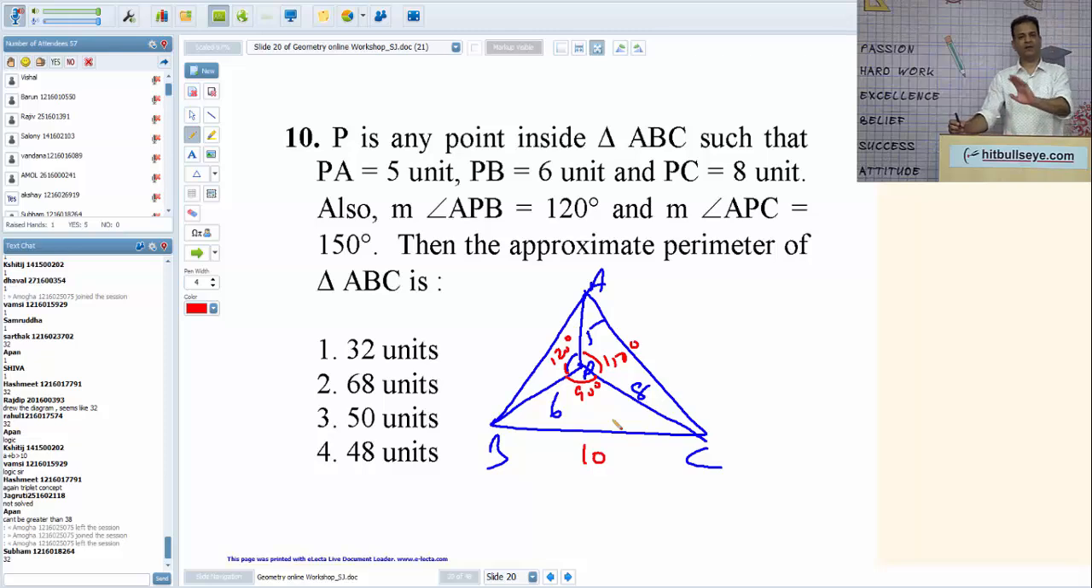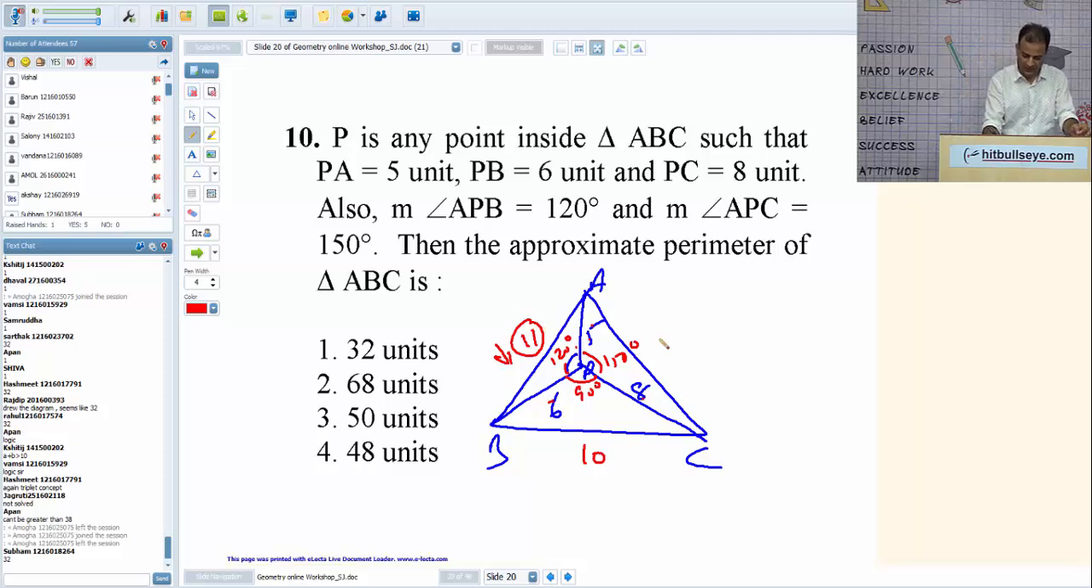Now don't apply the cosine formula, otherwise you can find the third side also. I think all of you are aware of the cosine formula, or should I tell you? Initially I will tell you logically. 5 plus 6 is 11. This side AB can't be greater than 11. It will be less than 11. It can be 10.99, but it should be less than 11, because the sum of two sides should be greater than the third side.